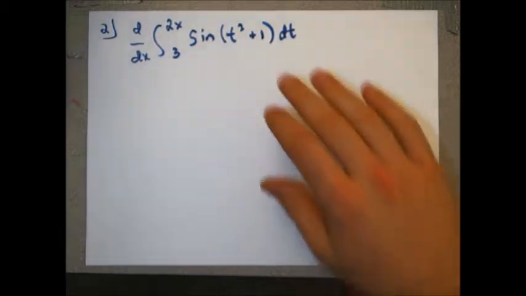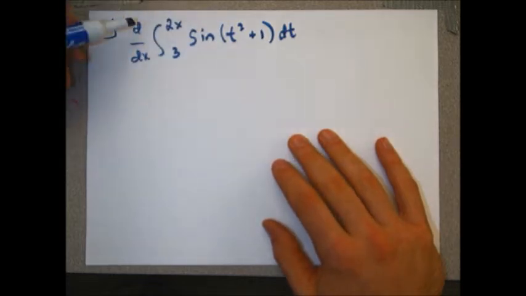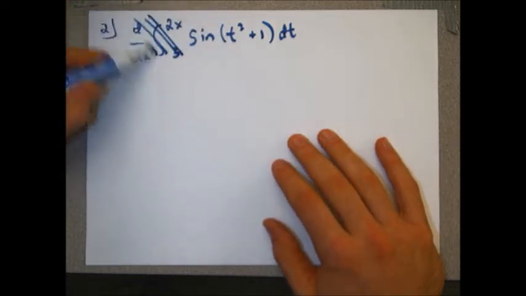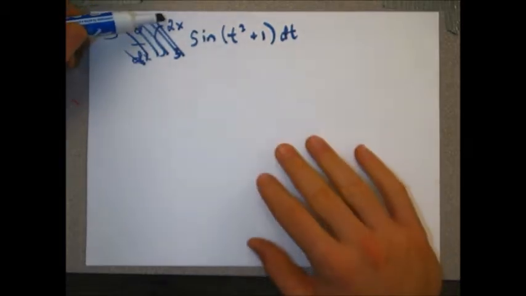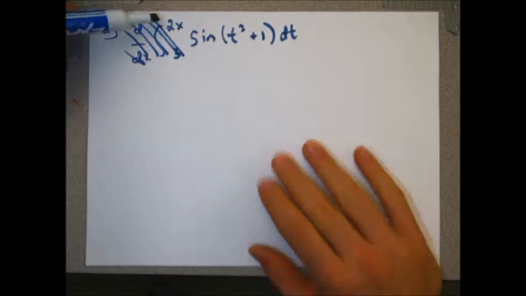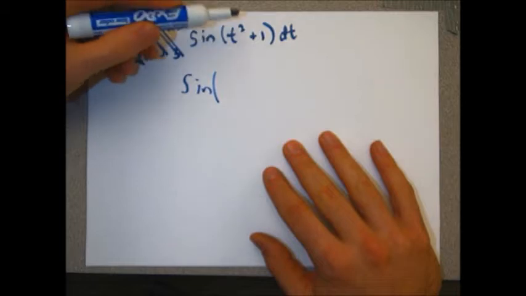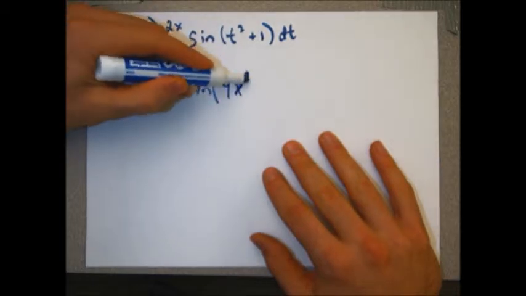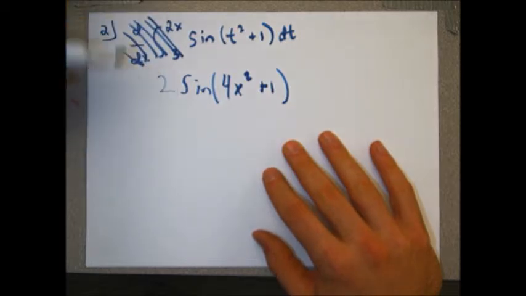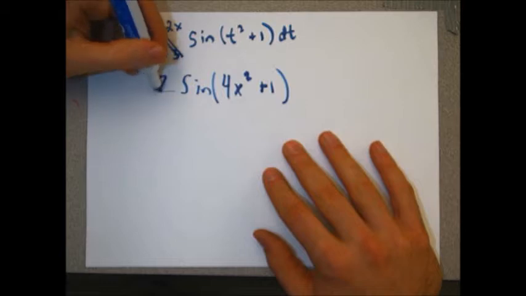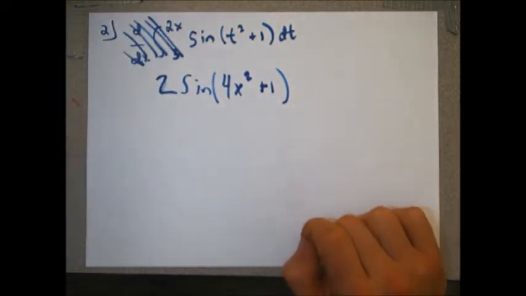For number 2, you'll see a d dx. Your top bound is an x, and you're plugging into a t. So if we're taking the derivative of an integral, we're going to wash all of this out, but we're going to plug in the top bound. And if your top bound is anything more than x, we want to do a chain rule in addition. So this is sine. When I plug in 2x, 2x squared is 4x squared plus 1. And then our chain rule is the derivative of 2x is 2. So you'd be looking for 2 sine 4x squared plus 1. That's choice A.